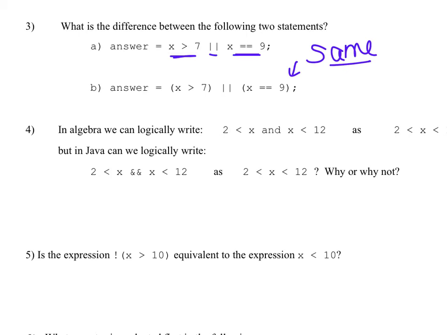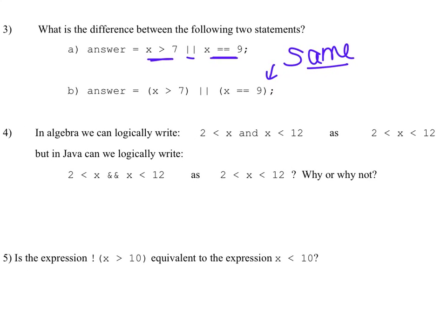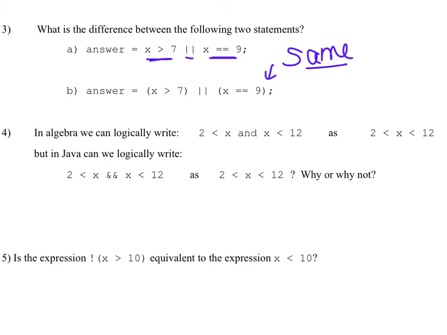We all understand that in math, we can write and statements like this instead of like this, these two together, and it's an and. We cannot write it like this. This is bad in Java. And the reason for that is as I'm going to tell you right now.